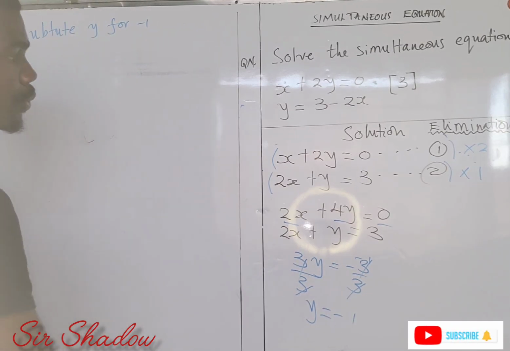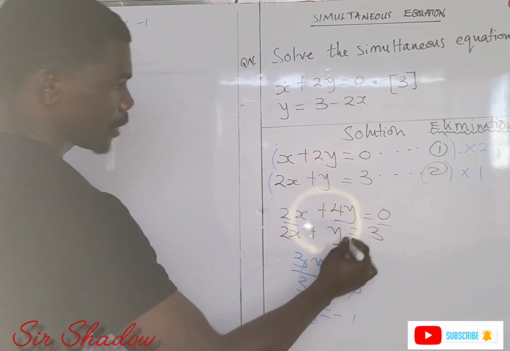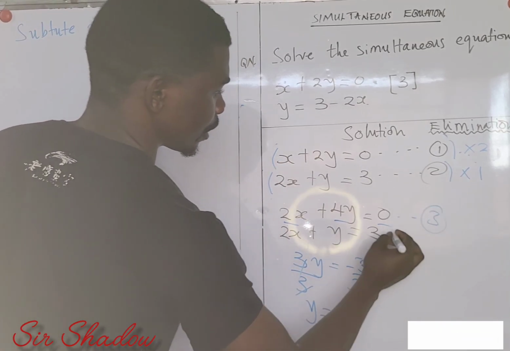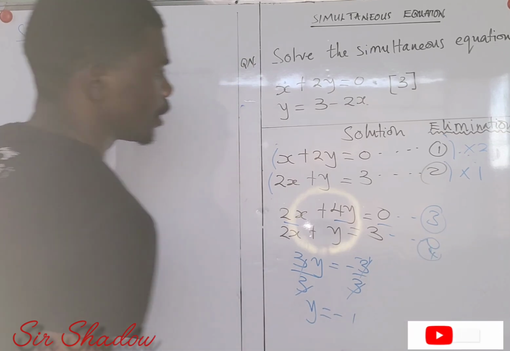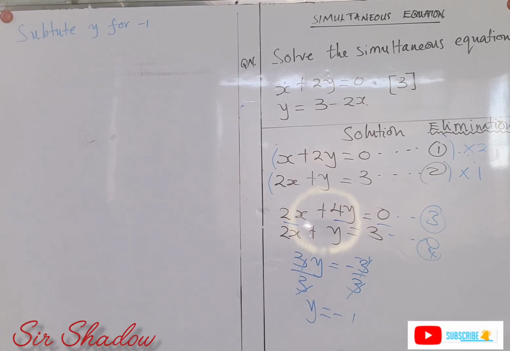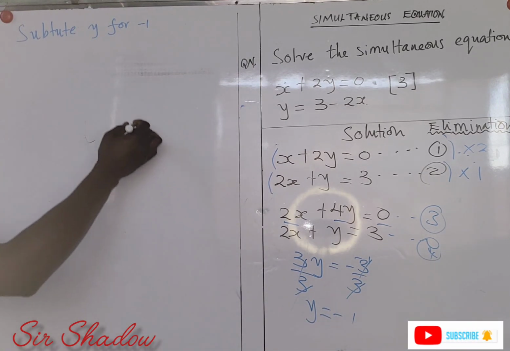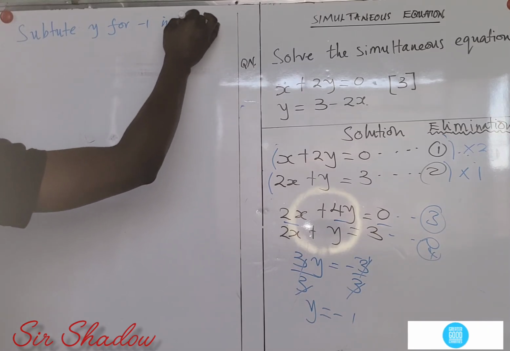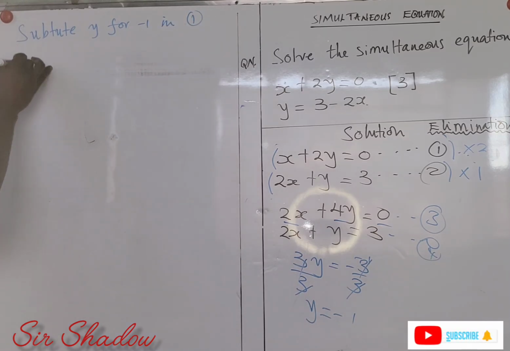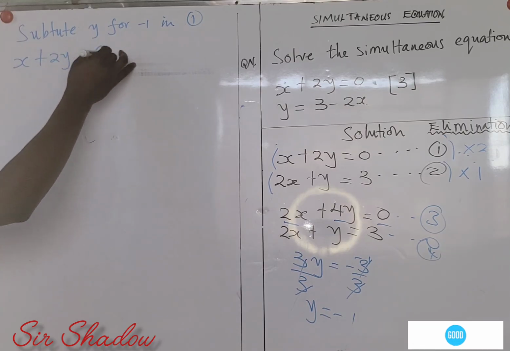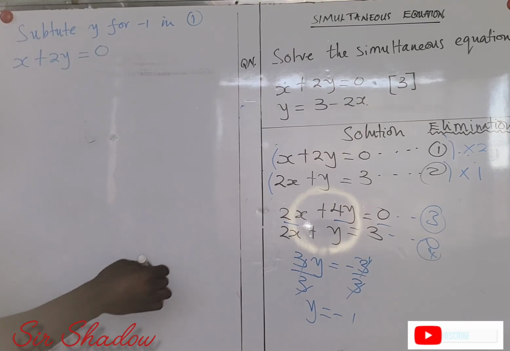So I can choose whether equation number 1, this one I can name equation number 3, this one equation number 4. As for me, it's easier to choose equation number 1. So equation number 1 says x plus 2y is equal to 0.